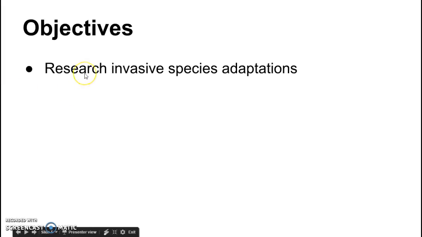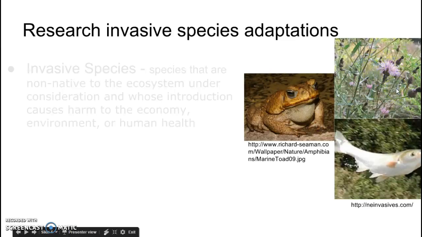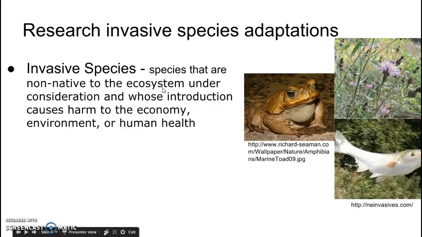You today are going to research your own invasive species. So we've talked about the cane toad and the Asian carp and the spotted knapweed yesterday. And all of those are just species that are non-native to ecosystems and whose introduction causes harm. Again, pheasants are not invasive, though they are not native. They don't cause any harm to the environment or human health.